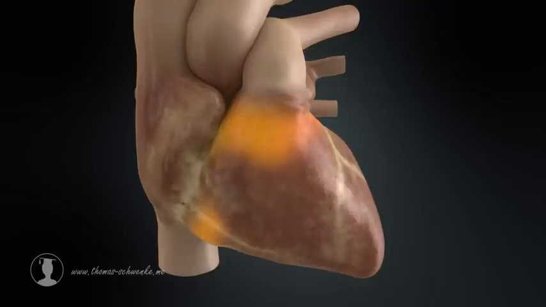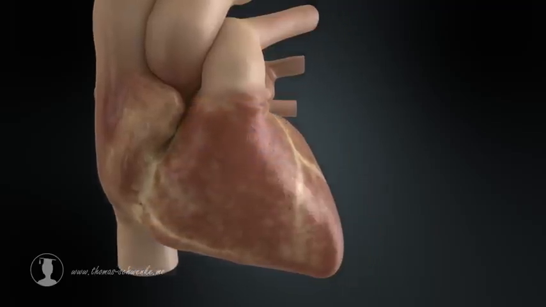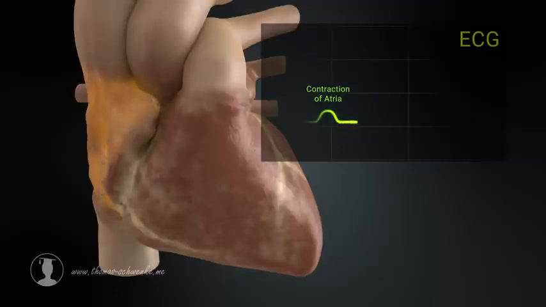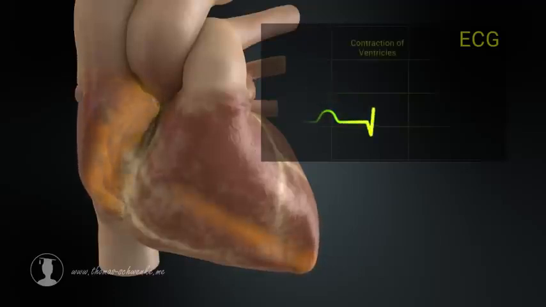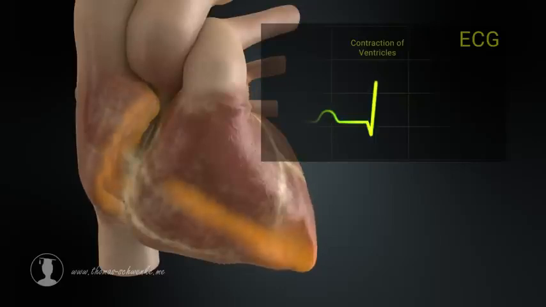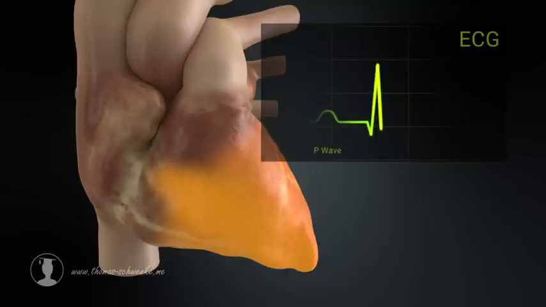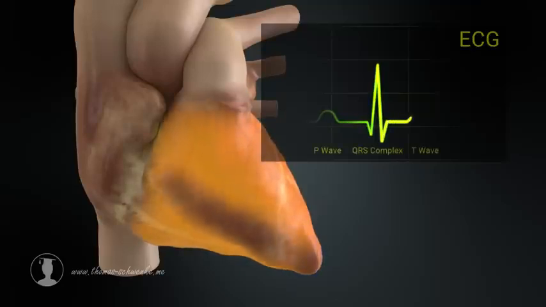In medicine, electrical impulses can be used to check heart activity. This is done with the help of an electrocardiogram. The stimulation of the atria by the impulse of the sinoatrial node corresponds to the first wave. The stimulation of the ventricles through the atrioventricular node is represented by 3 spikes. The first wave is called the P wave, and the 3 graphical deflections the QRS complex. The last wave is the T wave, which represents the recovery of the ventricles.